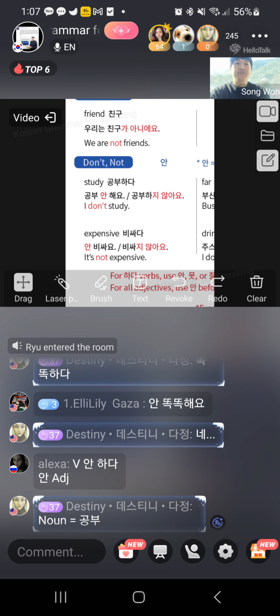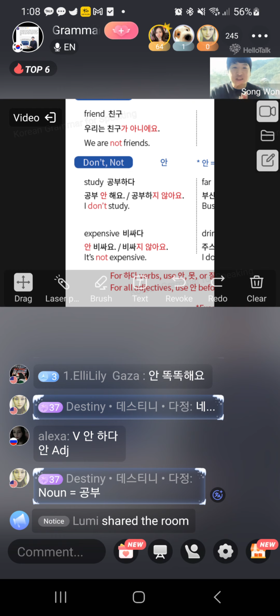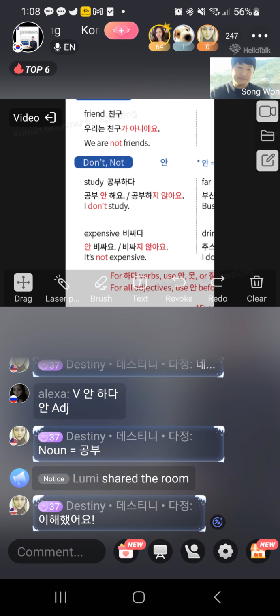So this is my tip. Put 안 right in front of a verb. And for adjectives, put 안 at the very beginning. So that's all you have to memorize. Okay. One more thing.